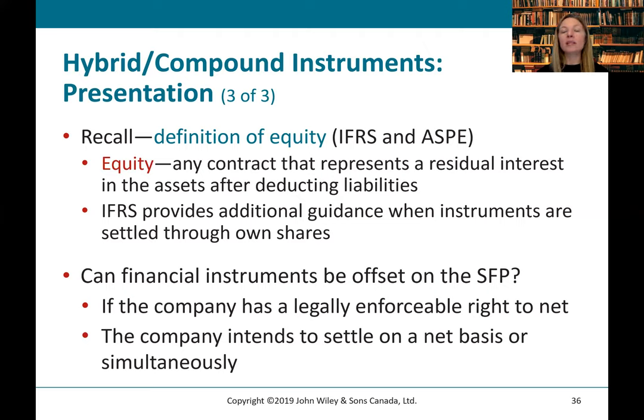We also need to think about if financial instruments can be offset on our statement of financial position. If the company has a legally enforceable right to net an asset and a liability, then perhaps the two can be presented net. Or if the company intends to settle on a net basis or at the exact same time, then there may be some argument to net an asset and liability.